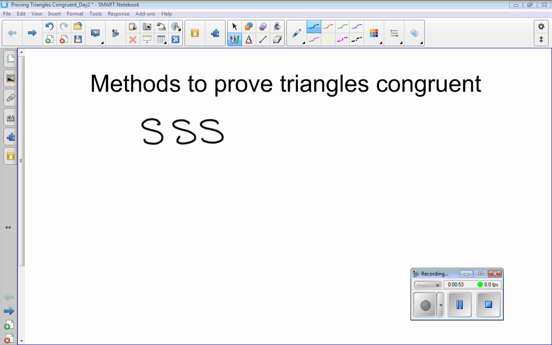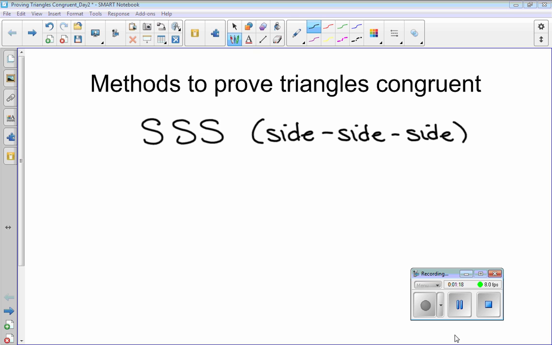And we abbreviate that as SSS. If you know that's what it means, you don't have to write out side, side, side. You can just put the abbreviation, that's fine. Do me a favor, please also write your name. I wrote Mrs. Smacker here. Write your name as well, so we know it's your foldable and it doesn't get lost, okay?